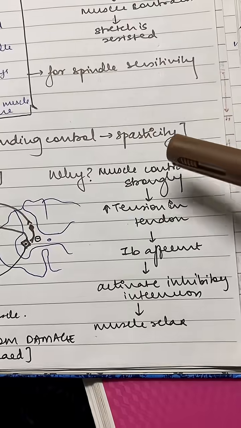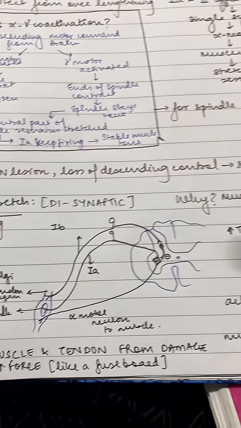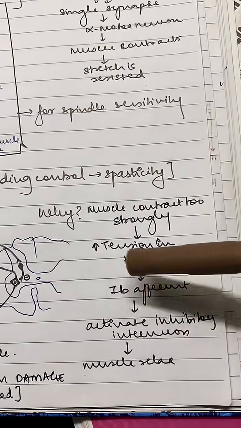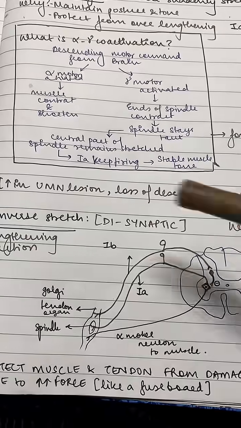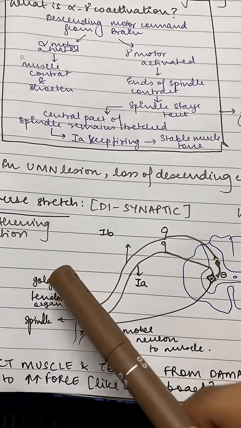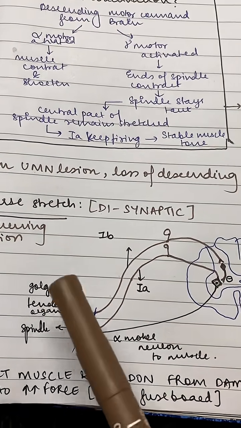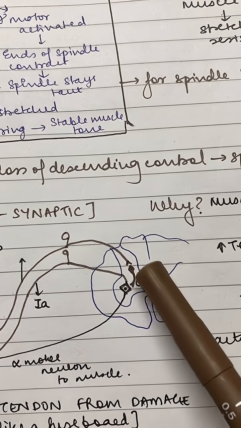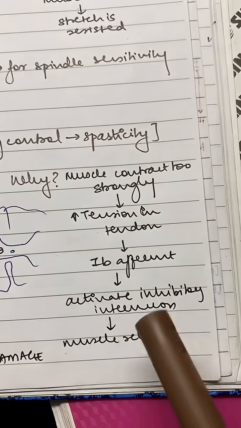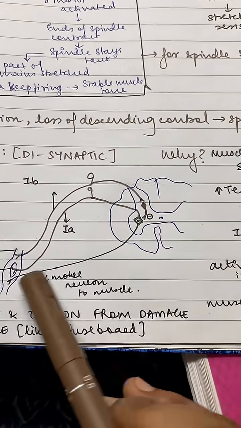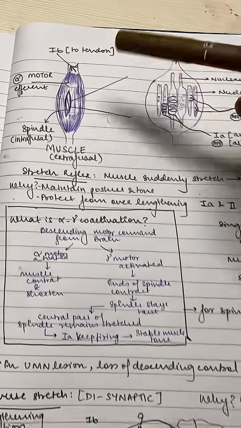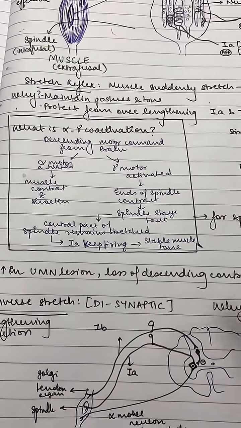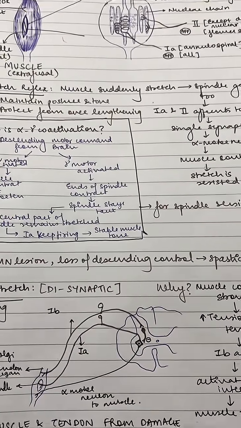Okay. So when muscle contracts too strongly, there is increased tension in the tendon. Tension, not length. So type 1B afferent fibers are taken from the Golgi tendon sensory organ. This is not the spindle, mind you. It goes to the spinal cord and it activates an inhibitory neuron. This inhibitory neuron will now inhibit the alpha motor neuron that actually causes the muscle to contract. So inverse stretch reflex stops the stretch reflex from happening so that the muscle does not rupture.